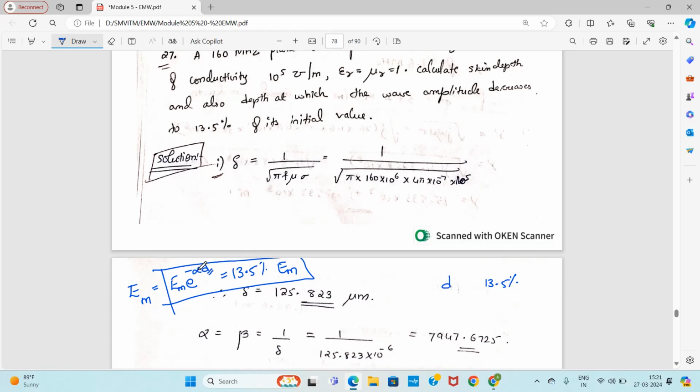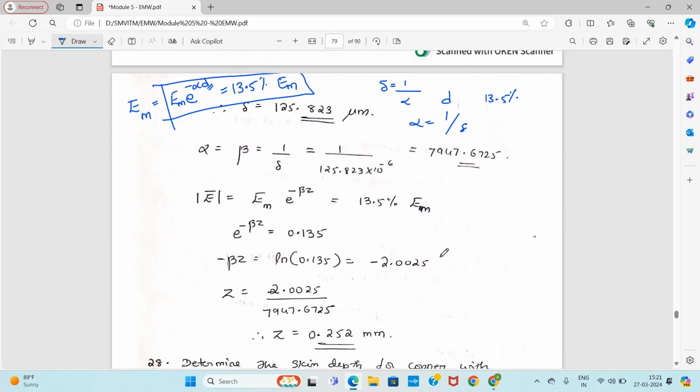For that, I need to know the alpha value. You know the relation delta is nothing but 1 by alpha, so alpha will be 1 over delta. You have calculated delta here. Take the reciprocal of that, and that will give you the alpha value. Substitute that alpha here. So what I have now is EM e power minus alpha d is equal to EM into 13.5%. If I convert, it becomes 0.135. EM gets cancelled on both sides. I have e power minus alpha d is equal to 0.135.